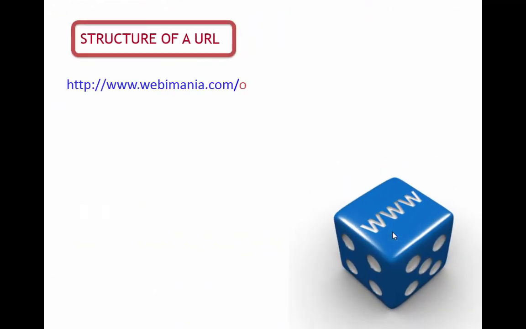This is a typical example of a Uniform Resource Locator: HTTP www.webmania.com/opportunities/webdesign.html. So let's look at the structure of a typical Uniform Resource Locator. We have the first part, the HTTP, that is Hypertext Transfer Protocol. That is the protocol for the communication.